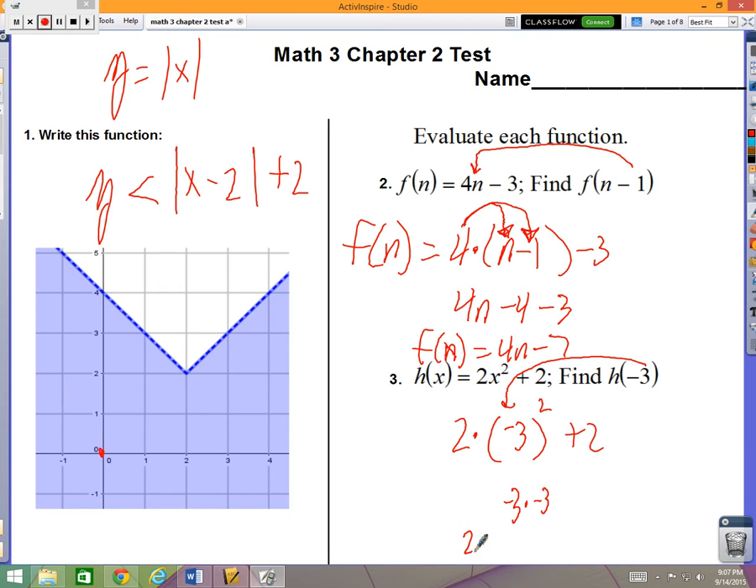So now we got this: 2 times 9 plus 2. 2 times 9 is 18. 18 plus 2 is 20. So your answer is h of a negative 3 equals 20. This is what I'm looking for.